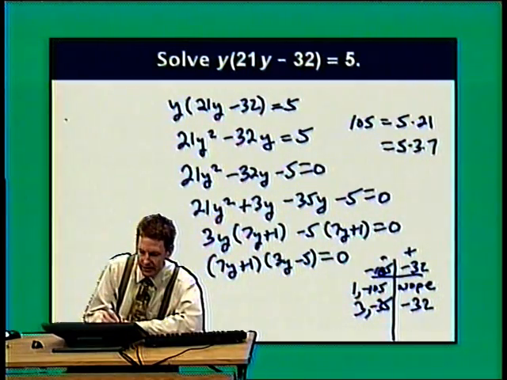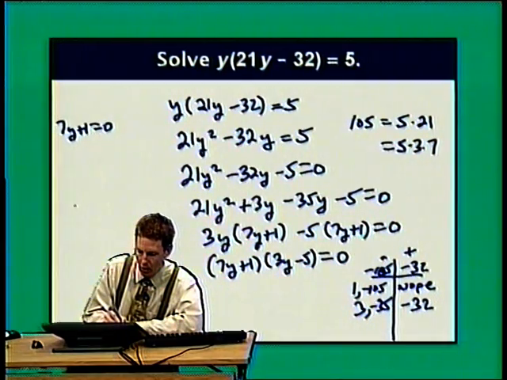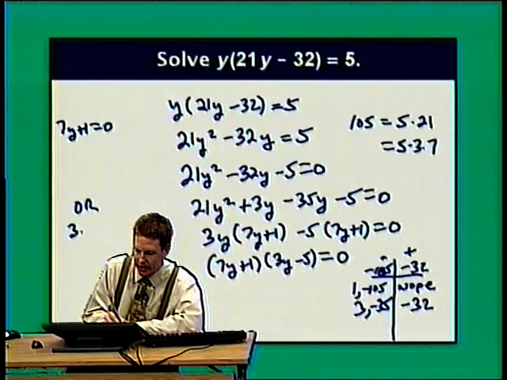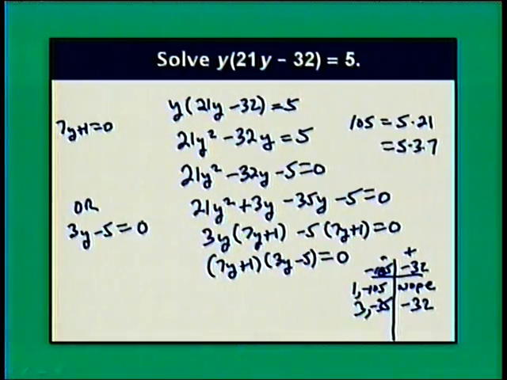So it has to be the case that 7y plus 1 equals 0, or 3y minus 5 equals 0. Well, if 7y plus 1 equals 0, 7y equals negative 1, which means y has got to equal negative 1/7.